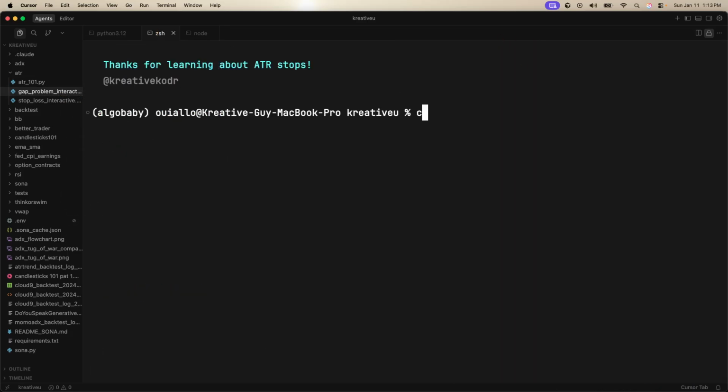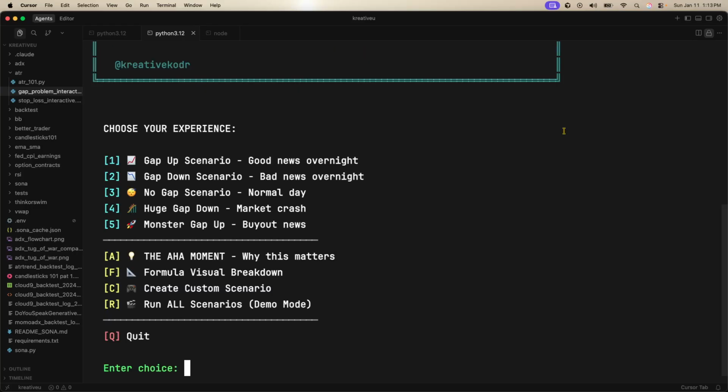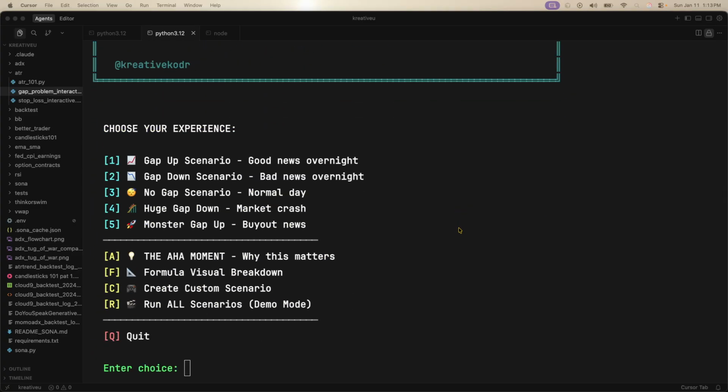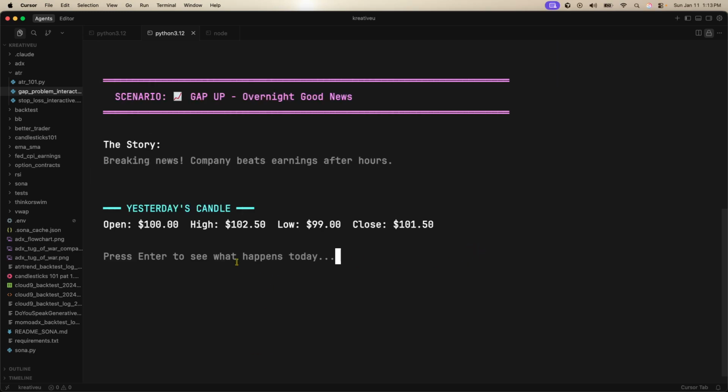Let's go into our supplement lesson. Here it's going to break down the gap problem that we've noticed. Let's go over our gap up scenario. Breaking news: the company is reporting earnings overnight. Here's what happens. It opened at $100, then the high was 102, so there was a gap up of 2.50. Then the low was 99, and it closed at 101.50.